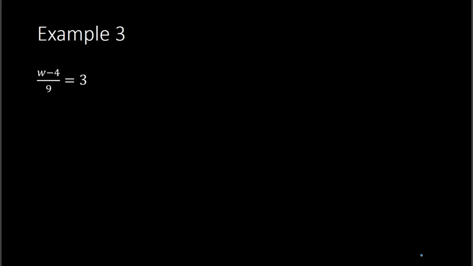Example 3, we have (w minus 4) over 9 equals 3. So to solve, we do reverse order of operations. All right, so we are going to begin with addition, subtraction, and then multiply, divide, and then exponents, and then parentheses. Now be careful with this one, because we see the minus 4, and the temptation is going to be to add 4 to both sides.